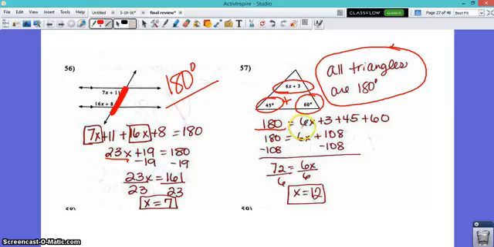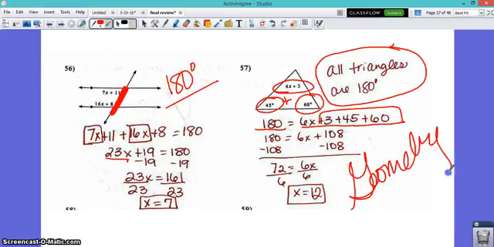So that's what I did. 6x plus 3 plus 45 plus 60, combine like terms. 6x plus 108, subtract 108, 72. And so x is 12. Again, this is using geometry to solve algebraic equations. This is the whole part of the integrated mathematics.